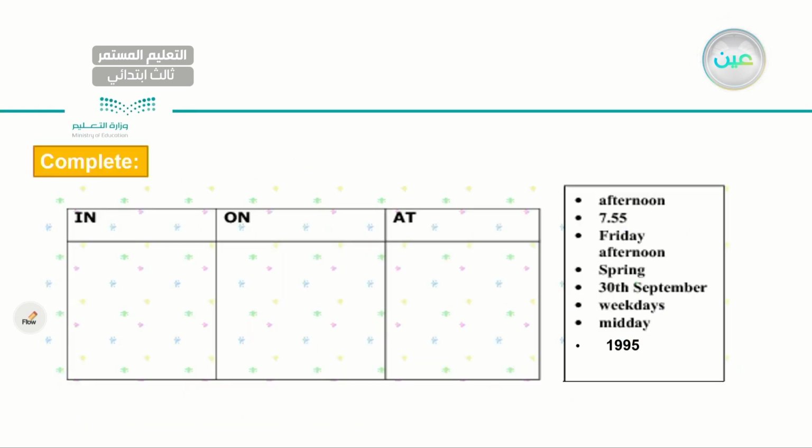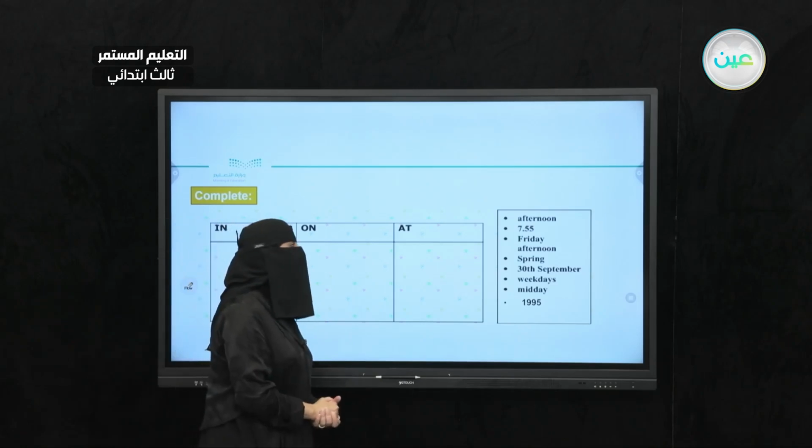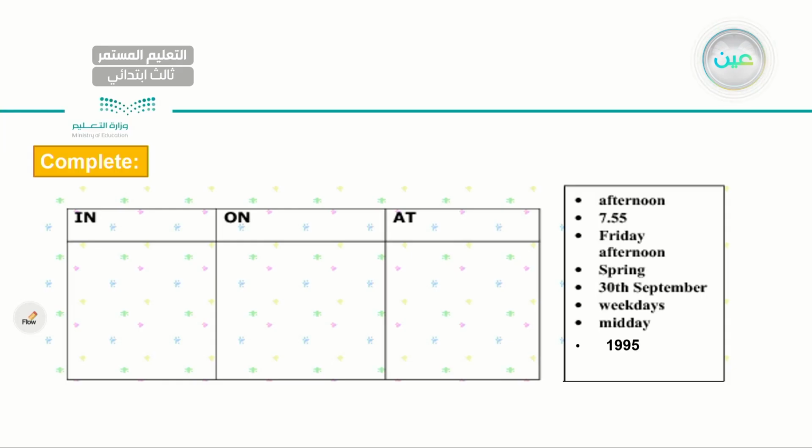Excellent. Now, here I need you to classify. To your right, I have all the words. Afternoon, 7:55. Now, you need to pay attention to this one. Here I have Friday afternoon, spring, 30th of September, weekdays, midday, 1995.